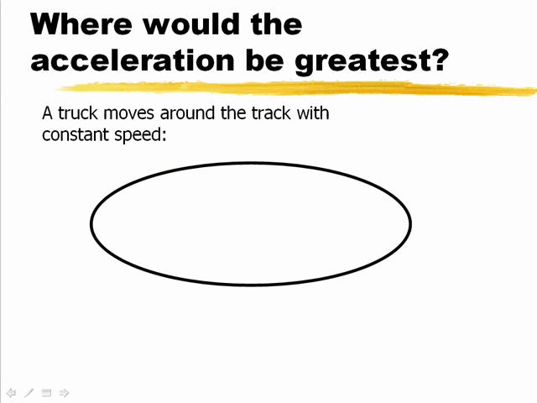Now, if I were to look at a track from above, say I'm a seagull looking down on this track, and a truck is moving around the track with constant speed, and you notice that I use the word speed and not velocity. This truck could not stay on this track with constant velocity, because velocity involves direction, and in order to stay on this track, the truck has to change direction. The question is, where would the acceleration be greatest on this track? Would it be in the gentle curve or the sharp curve of the track?